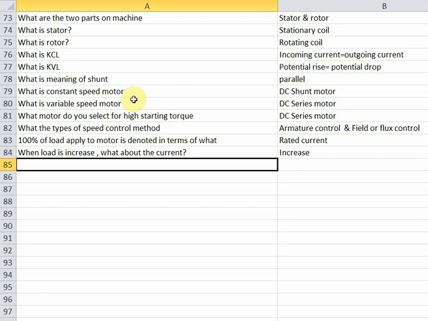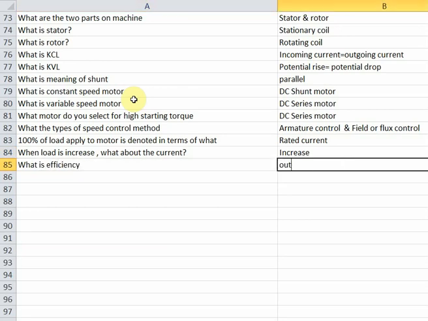What is efficiency? Efficiency is output power upon input power. Okay.